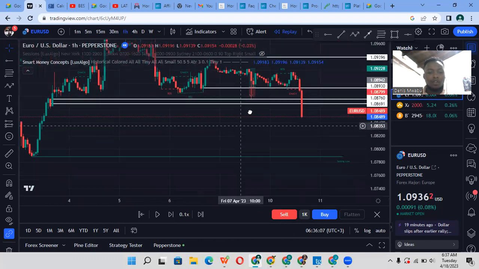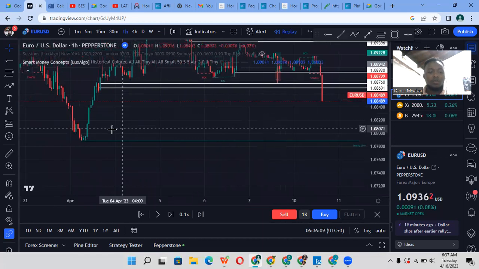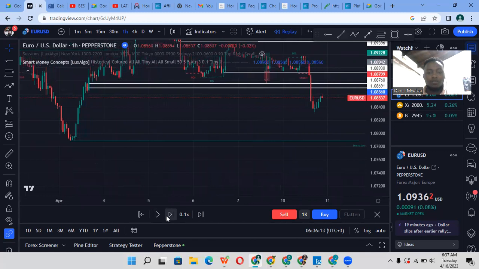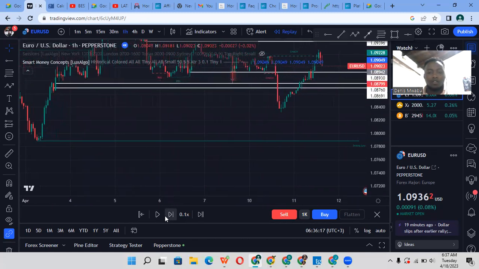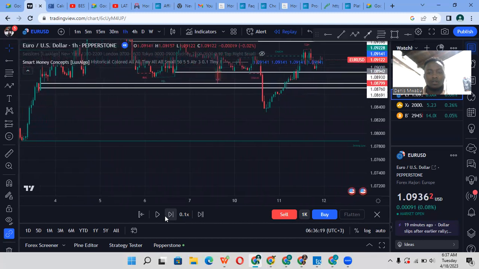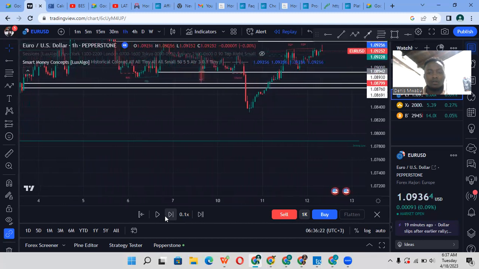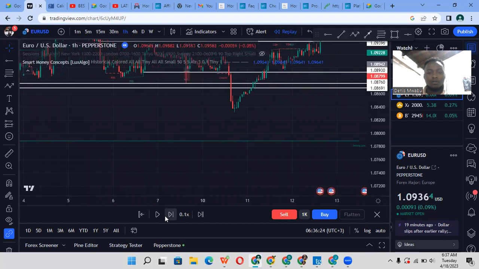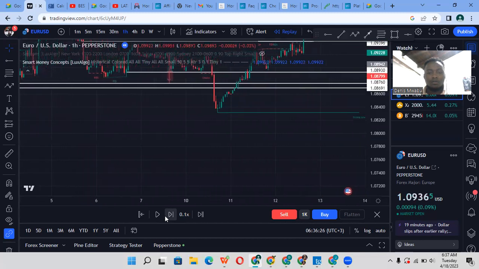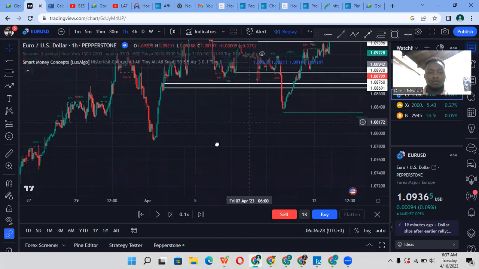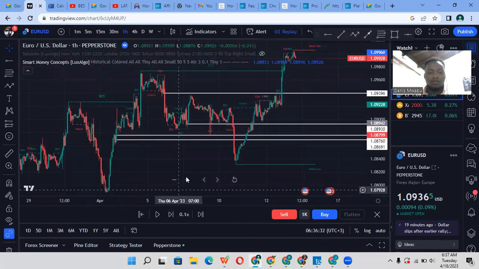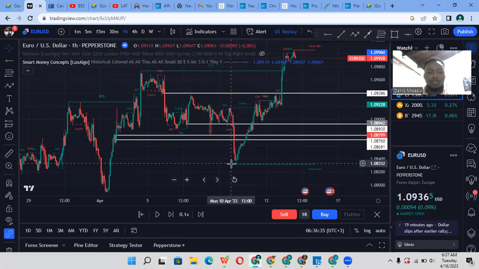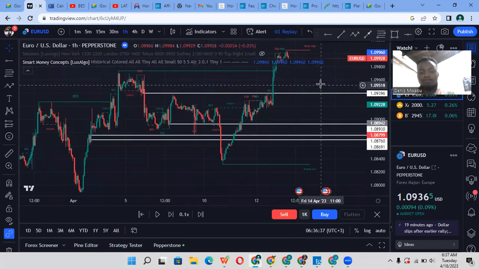So right now it has broken this. I believe it's going to be going all the way down here. But that's how we usually do our entries. Right, it looks like, so you see accumulation, manipulation, distribution.